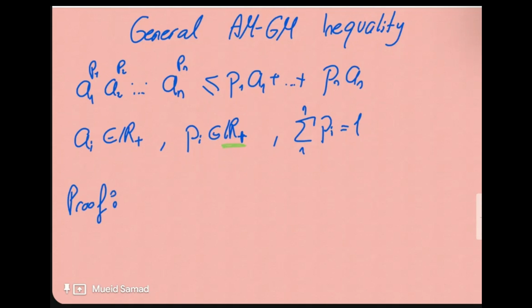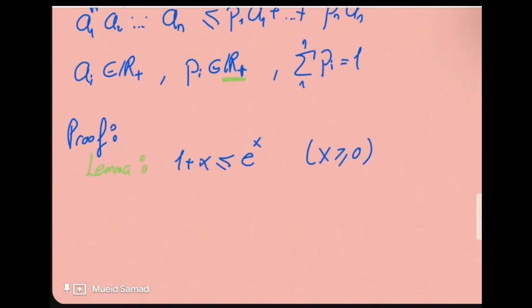Before we prove this, we have to prove a small lemma. So we will use the following inequality: 1 plus x is always smaller or equal to e to the power of x for x bigger or equal to 0. Let's prove this lemma.